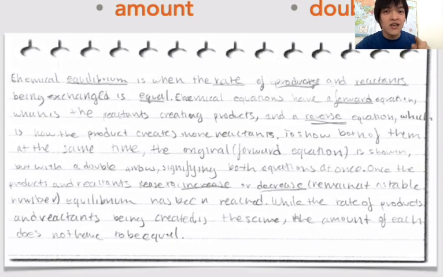That last bit is the biggest misconception that students have, but this student understands that during equilibrium, the amount of reactants and the amount of products does not have to equal. It could be different. They're just not changing. All right, so I'd give the student an A+.